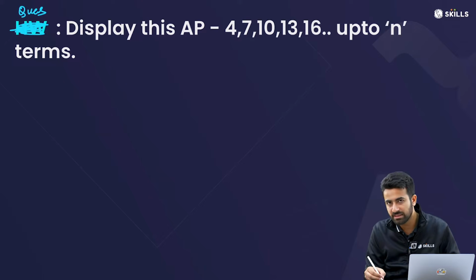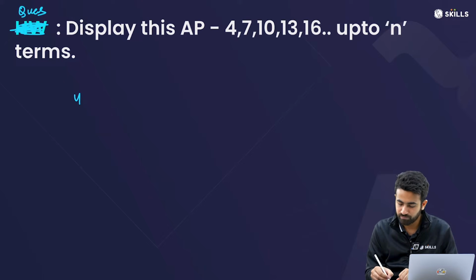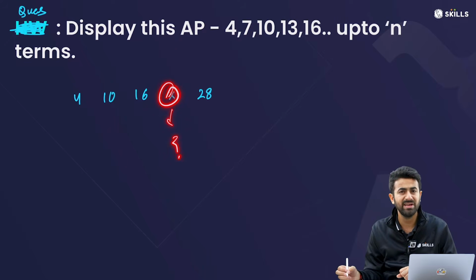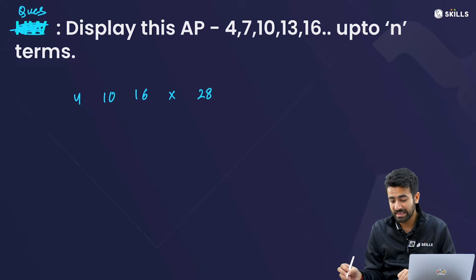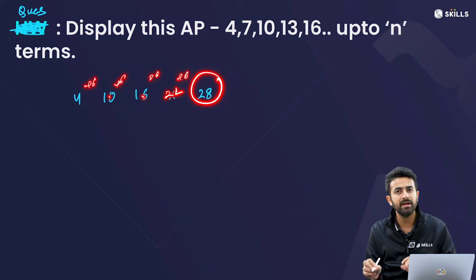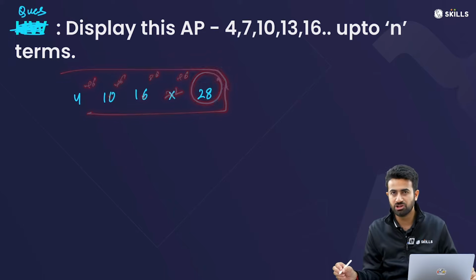For example, I write a series in front of you, which is 4, then I write 10, then I write 16, I write x, then I write 28. So can you identify what this x is? Very, very simple. Like, a second class student can also solve this. He can see that, okay, 4 plus 6 is 10, 10 plus 6 is 16, 16 plus 6 should be 22, 22 plus 6 is 28. So this is an arithmetic progression.